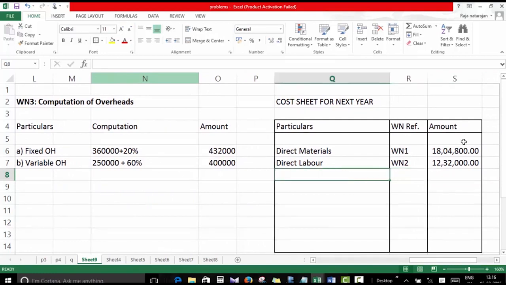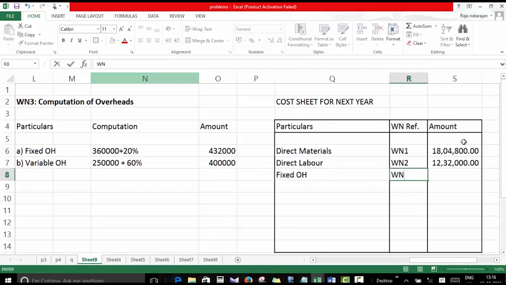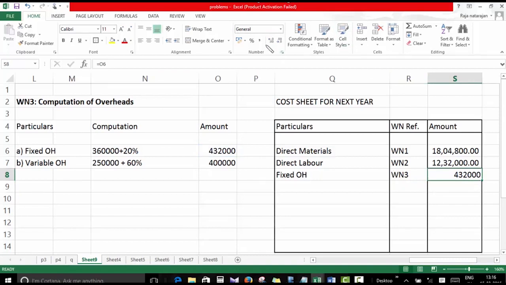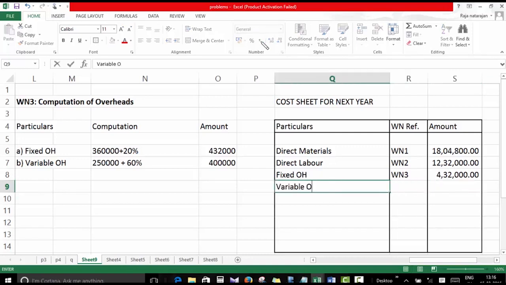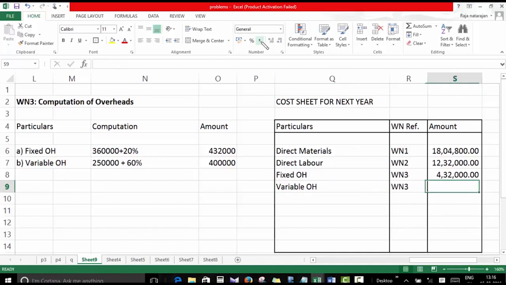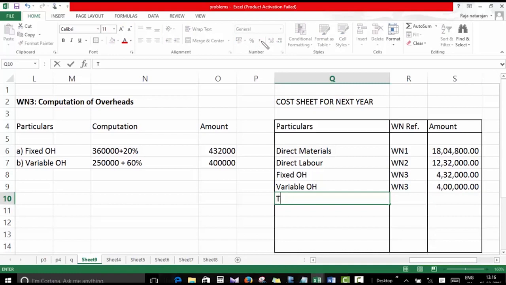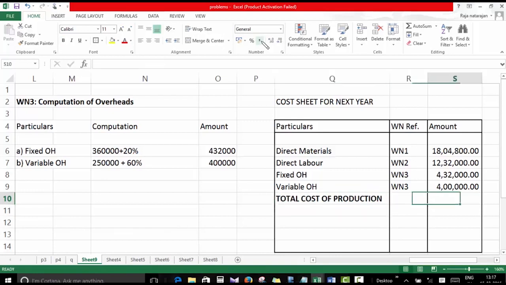Then we have the overheads. Fixed overhead, I think we have it in working note 3. Let us pick up the amount. It is 4,32,000. Then we have variable overhead, which also comes from working note 3, and it is 4 lakhs. If we add all this, we'll get the total cost of production.